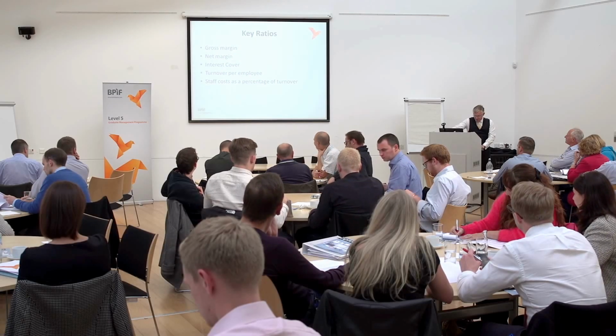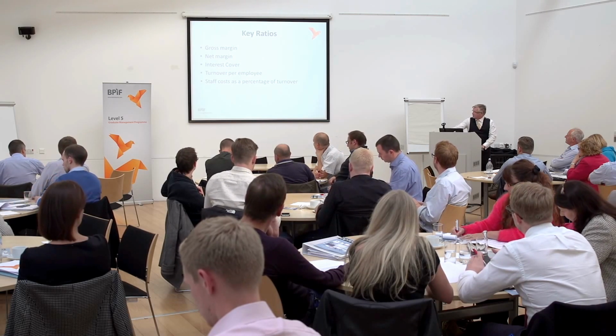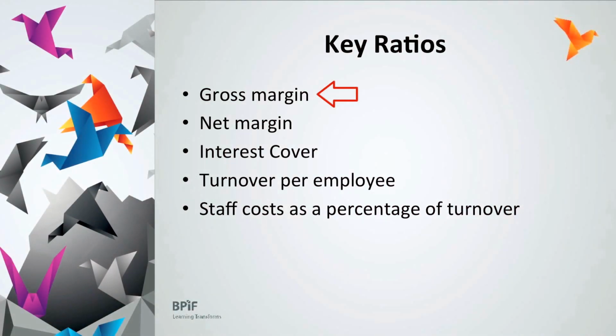We often use ratios or percentages to evaluate the results and to make comparisons on how well we're doing. The most common ones, and these are really your bare minimum that we'd use, are the gross margin that we've already covered, which is your gross profit as a percentage of sales, and net margin, net profit as a percentage of sales.